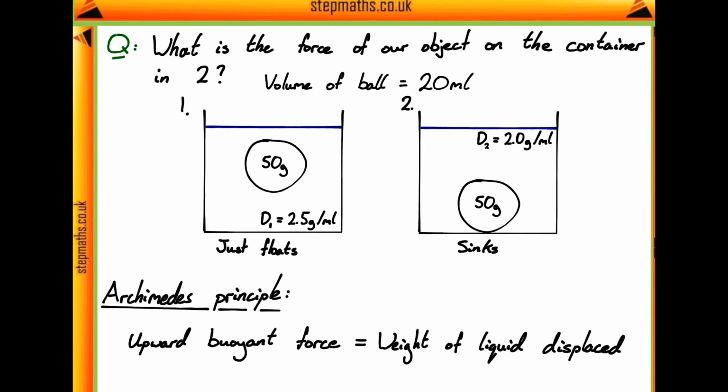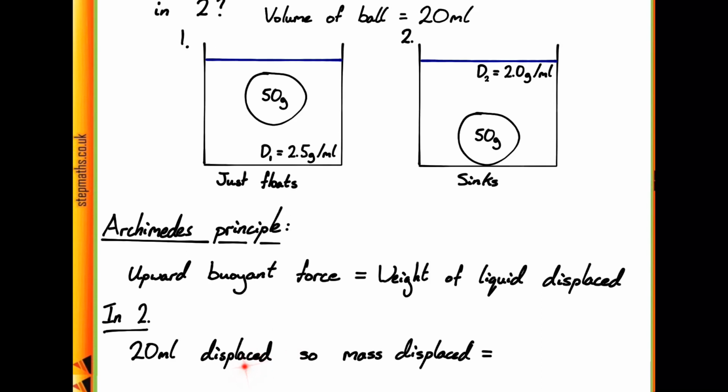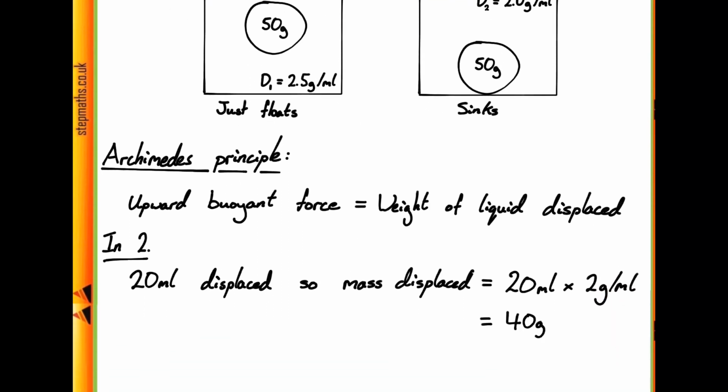So let's go ahead and try and find our buoyant force in this second scenario. Now I know the volume of the ball is 20 millilitres, so it means that 20 millilitres of liquid is displaced. So we need to try and find the buoyant force by using Archimedes' principle. And we need to find the weight of the liquid displaced. So to do that, we can find the mass displaced, which of course is just going to be the volume of 20 millilitres multiplied by the density, which is 2 grams per millilitre in this case. So we know that we have 40 grams of liquid displaced.